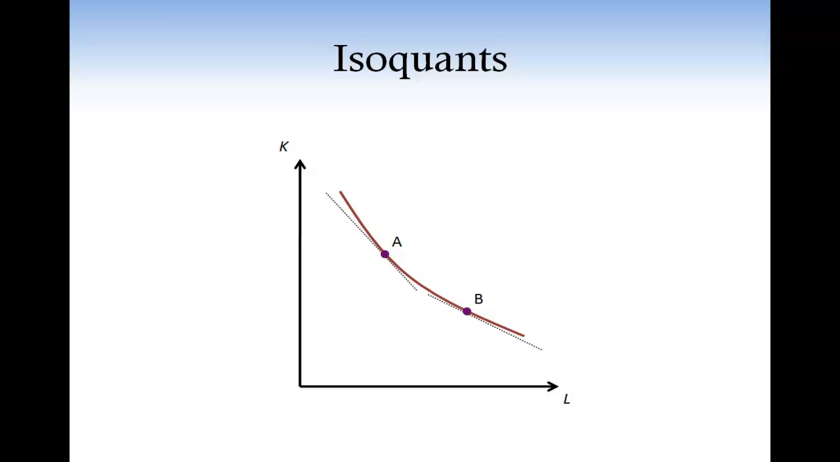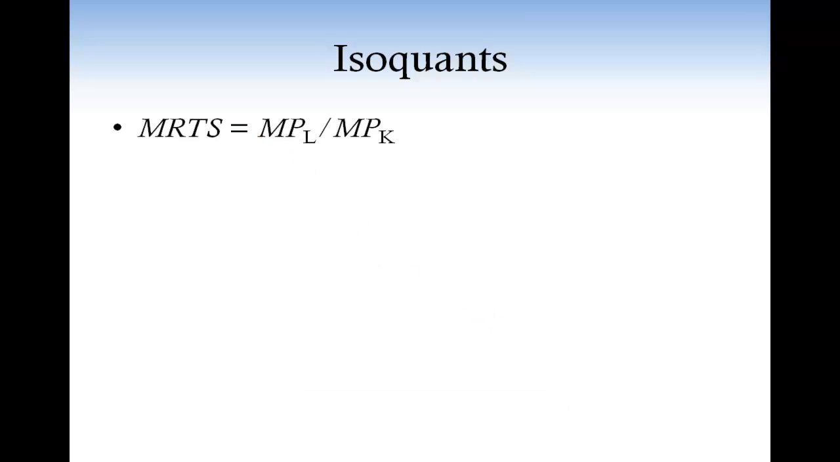I'm not saying which factor is more productive, labor or capital. Maybe the marginal product of capital is higher than the marginal product of labor, both at A and at B. What I'm saying is that the marginal product of labor relative to the marginal product of capital is decreasing along an isoquant. To understand better this assumption, let me state an important fact about the marginal rate of technical substitution. The marginal rate of technical substitution of labor for capital is equal to the marginal product of labor divided by the marginal product of capital.